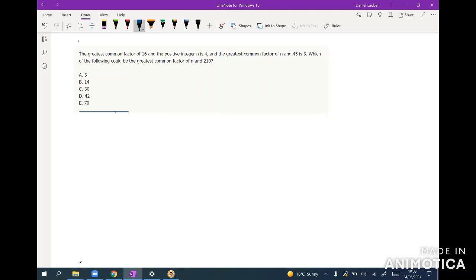Okay, the greatest common factor of 16 and the positive integer n is 4. Okay, so let's just write this out. 16 equals 2 to the 4, and n equals something. And we know that the greatest common factor is 4, so we know that n definitely has at least 2 squared in it, and no other 2s. The greatest common factor of n and 45 is 3. So in other words, 45 is 3 squared times 5. So n also must have exactly 1 three, but no 5s.